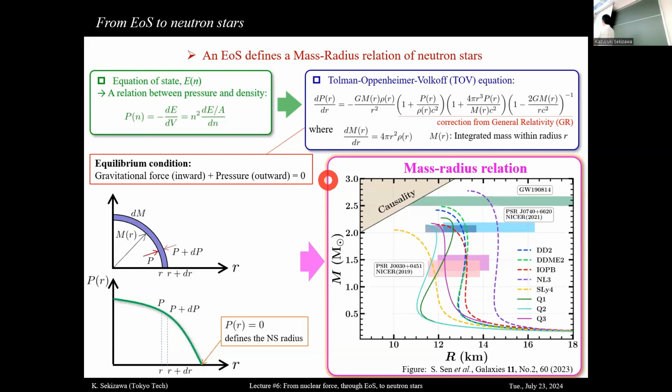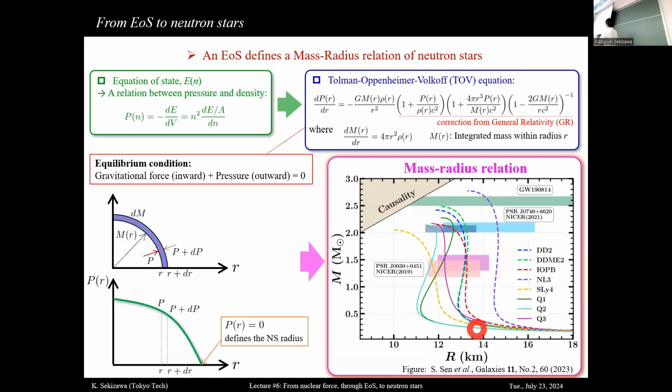Okay, so this is the mass and the radius of a neutron star calculated with various equations of state. Since we have many equations of state, there are many lines. For a given equation of state, we can draw one single line like this.